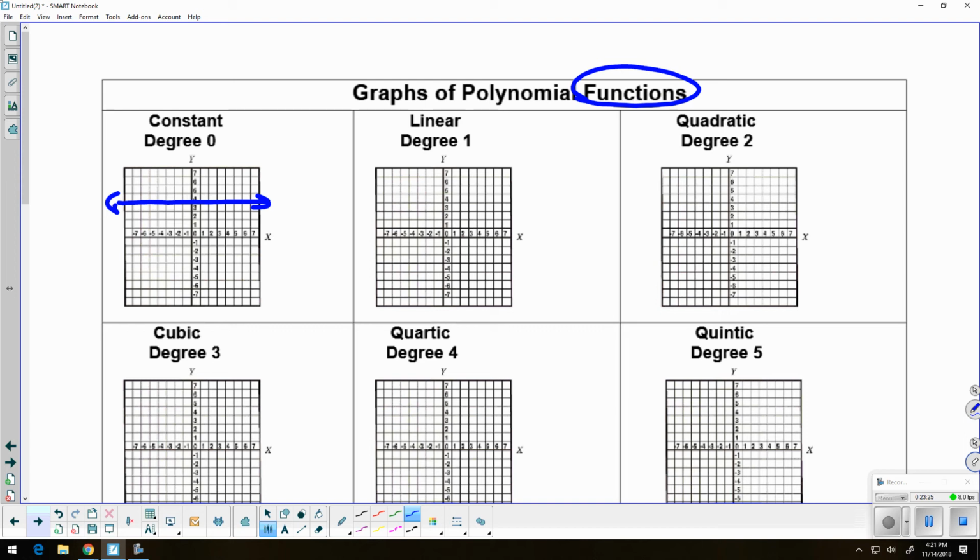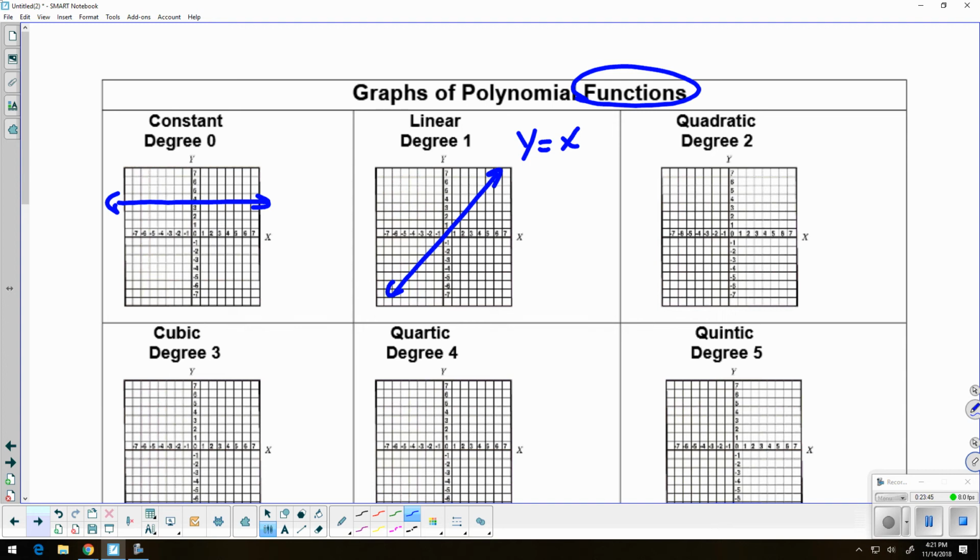Linear means you have degree 1. So degree 1 would just be y equals x, or y equals 2x plus 3, or y equals 1/2 x minus 5. Those would all be linear functions, but that's just going to make a line. It's a straight line going up from left to right. So again, that's a function.